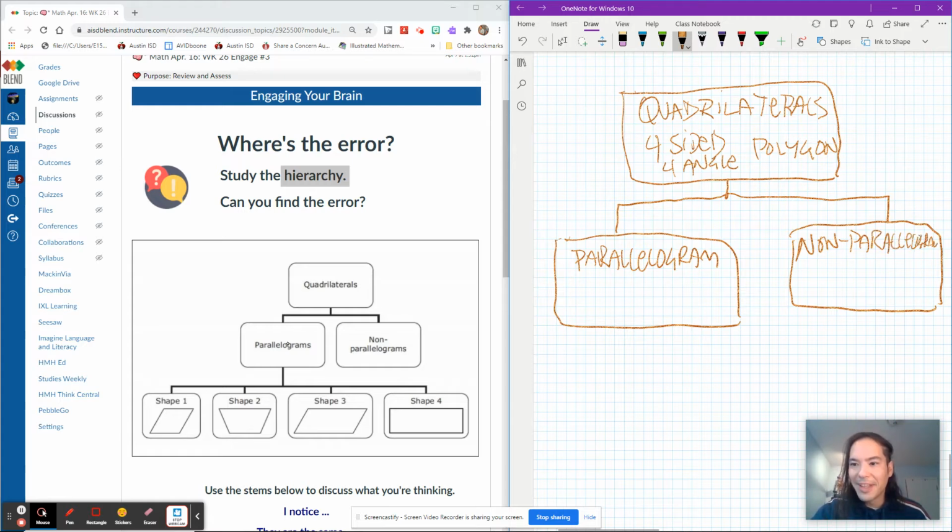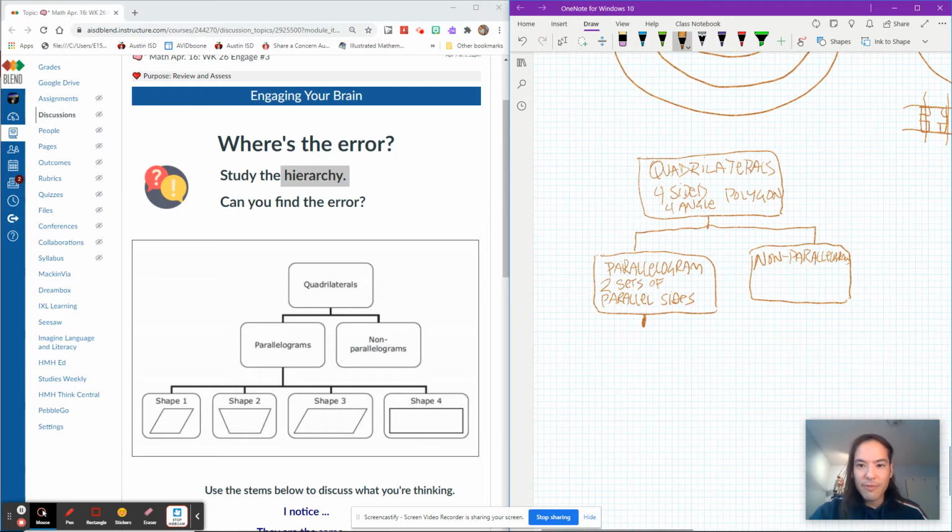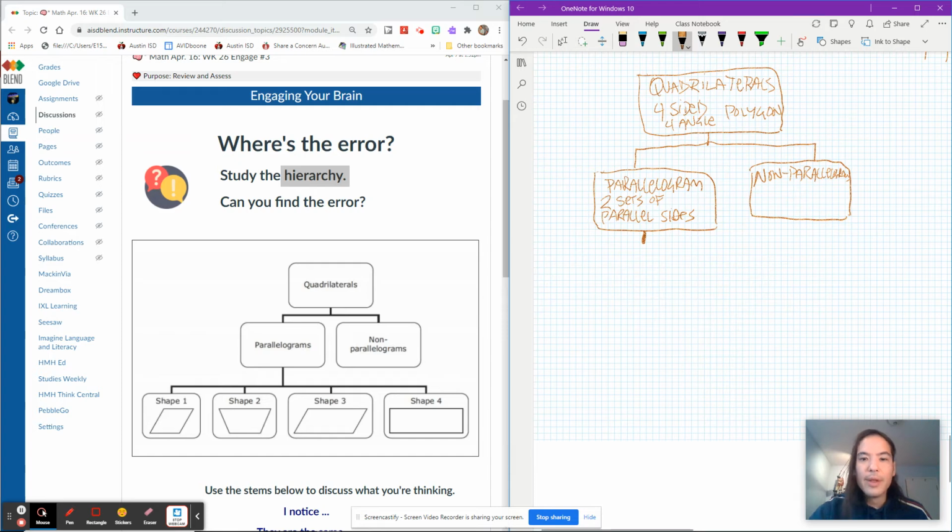Let's see if I can fit it. Barely. All right, so spacing wasn't perfect on that. All right, so parallelograms. Remember, from parallelograms, what that basically means is it has two sets of parallel sides. All right, so everything that branches off of this should have two sets of parallel sides. All right, so let's go ahead and look at what they've given us.